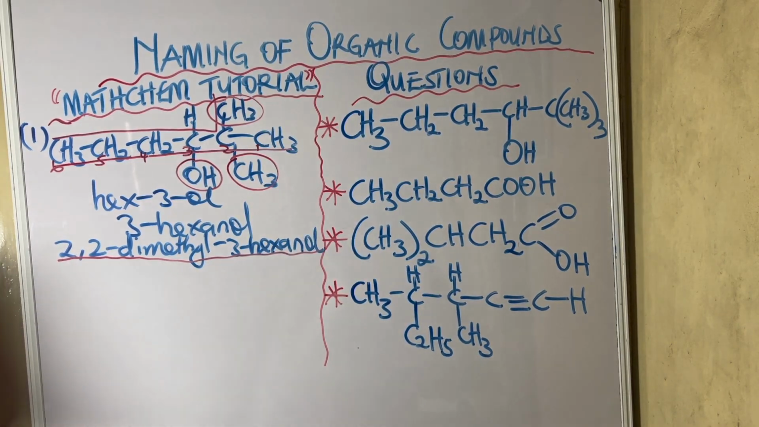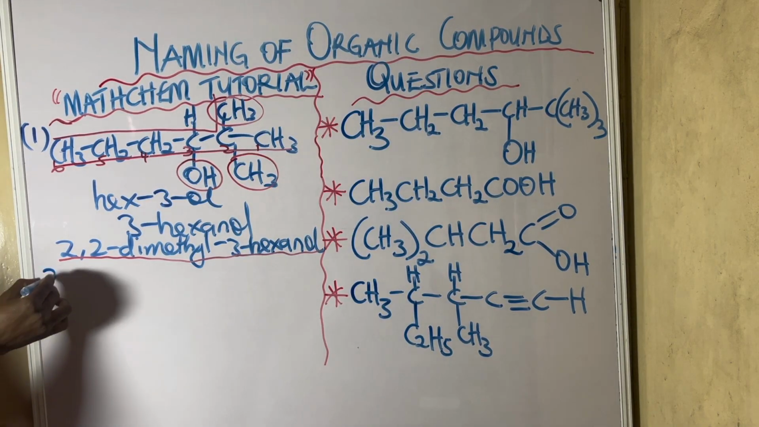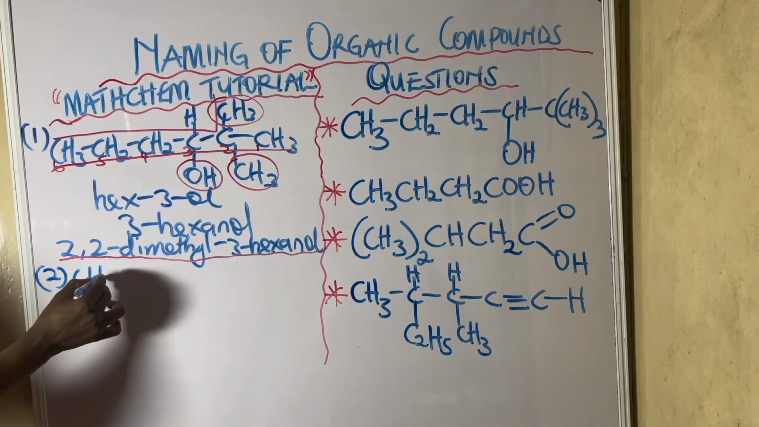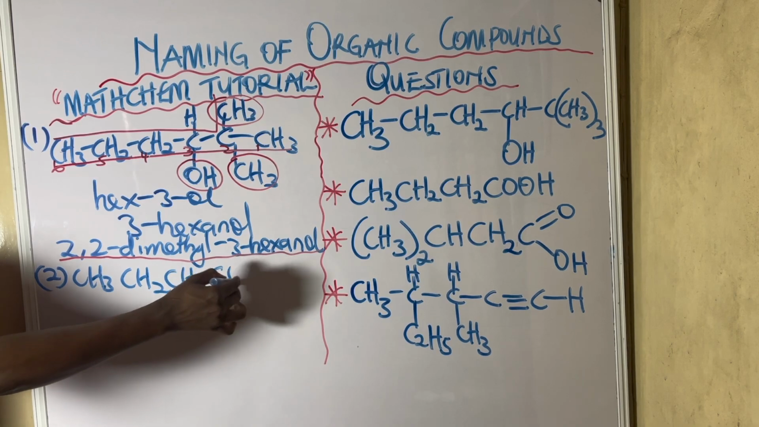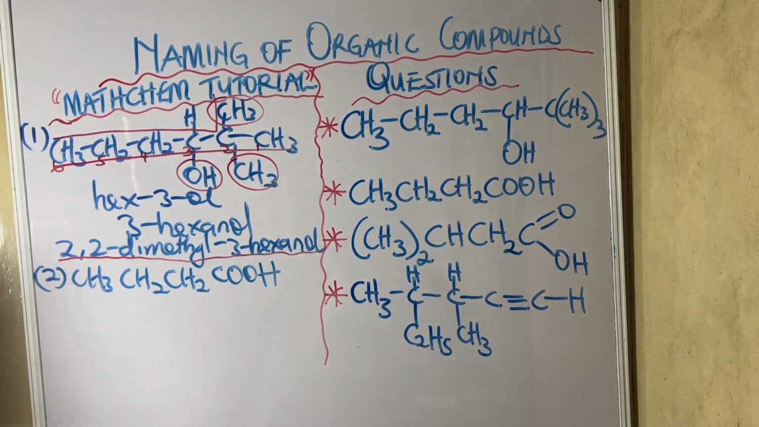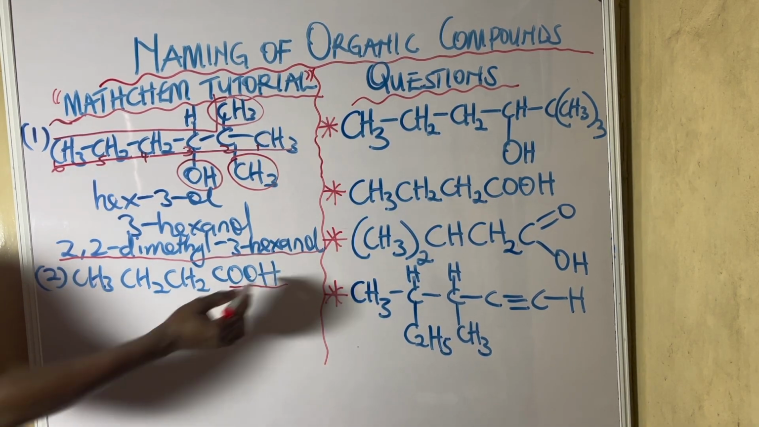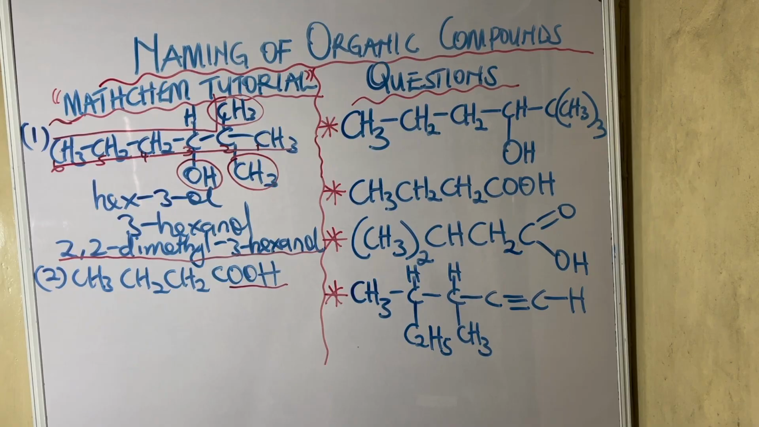Now let's go to number 2. Looking at compound number 2, it is just CH3, CH2, CH2, and COOH. Looking at this compound, it has a carboxylic functional group, that is COOH. So meaning that it's going to be something like alkanoic. It can be maybe methanoic or propanoic, but it will have a suffix of noic.